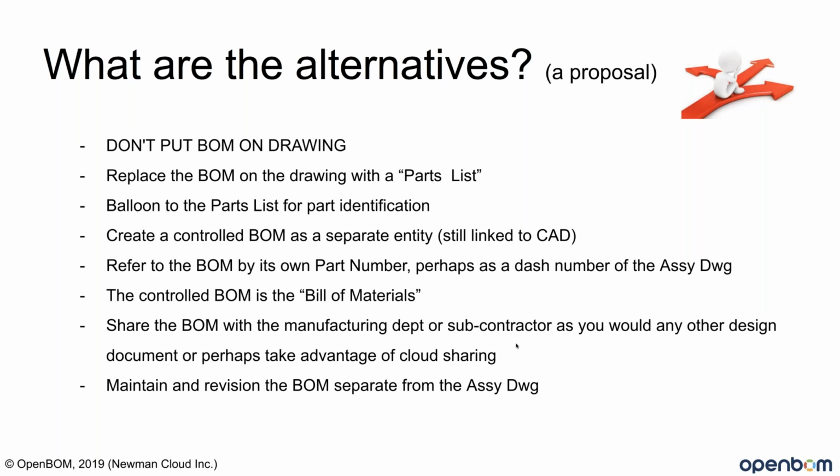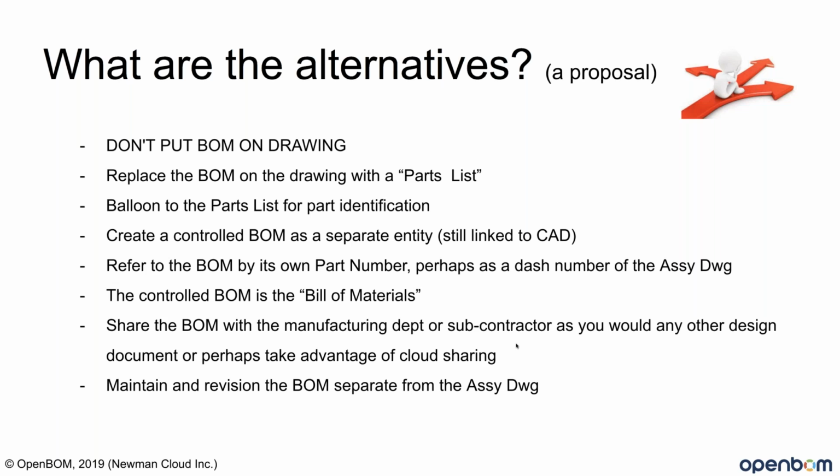We are going to create a controlled bill of material as a separate entity. Still going to be linked to CAD. If I get that button press out of my CAD system that says, hey, build or rebuild or update my BOM, I'm still going to get that automation. As a matter of fact, it will probably even be more robust and include product structure and indented assemblies and things. So we're still going to have that.